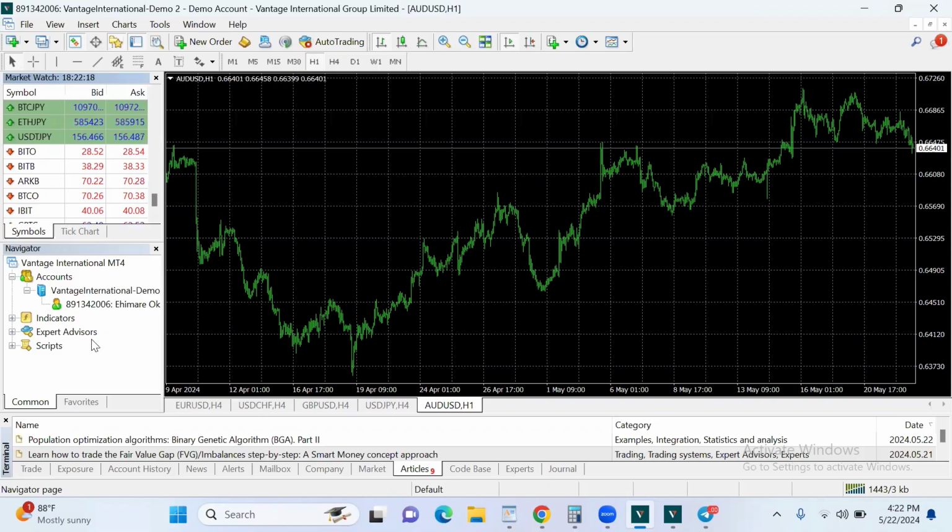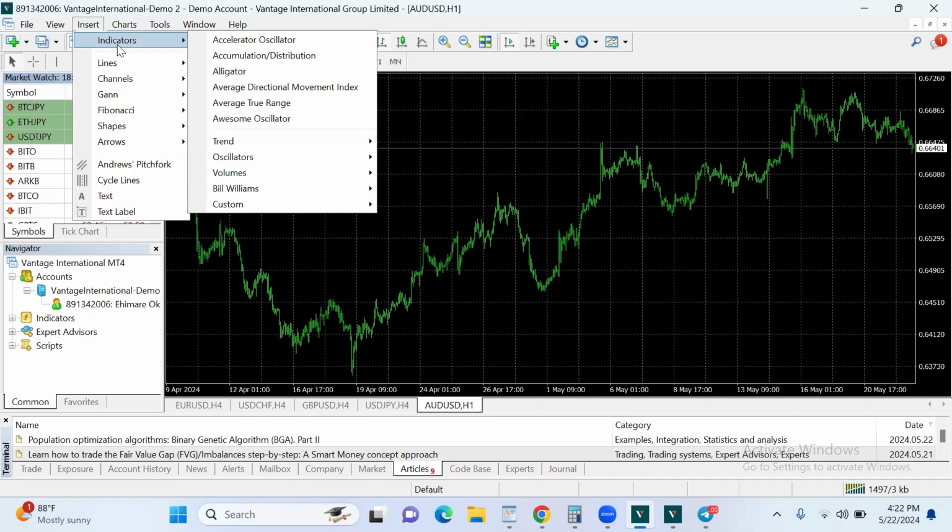So also, it's possible for you to import what we call custom indicators. So the indicators that are here. When you come to the top of the screen, you click on Insert. You see indicators, right? You see all these indicators: accelerator, accumulator, alligator. All of these are different types of indicators that, when you put them on the chart, can help you read the direction of the market depending on what you want to see.